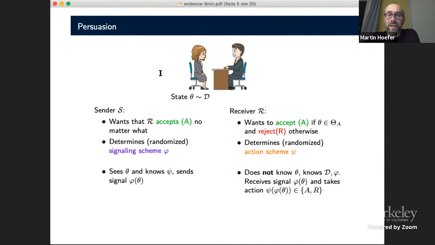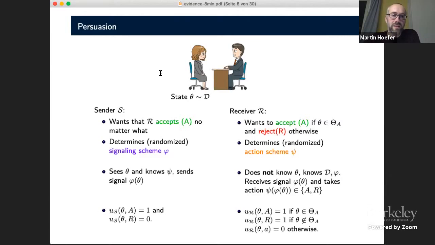Finally, utilities. Utility is one for the sender whenever the receiver accepts, zero otherwise. Utility is one for the receiver if he makes the correct decision. So it's one for acceptable state and accept action. It's one for rejectable state, reject action, and zero otherwise. That's a very elementary game and it's very simple to see what's going on there. And I encourage you to do so.